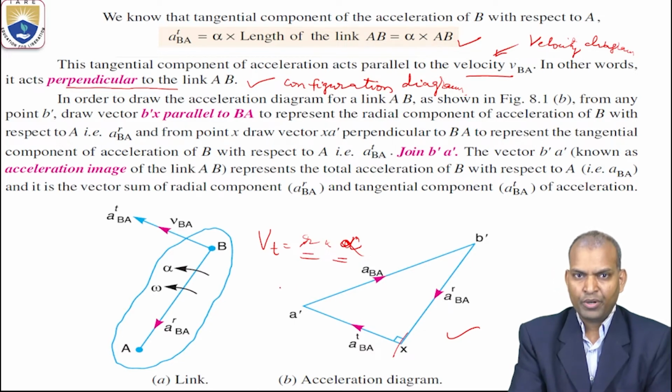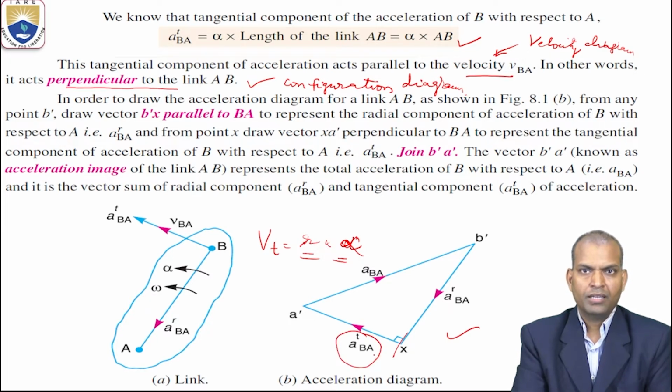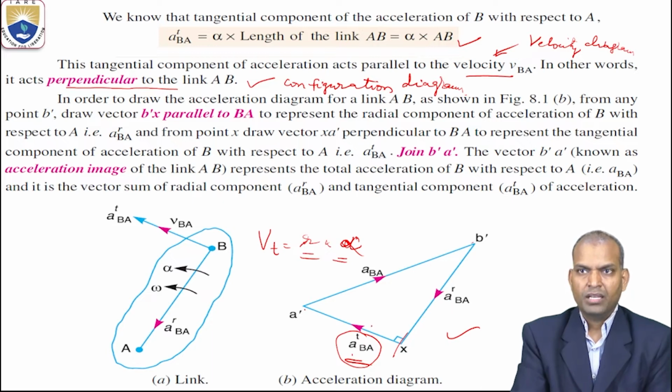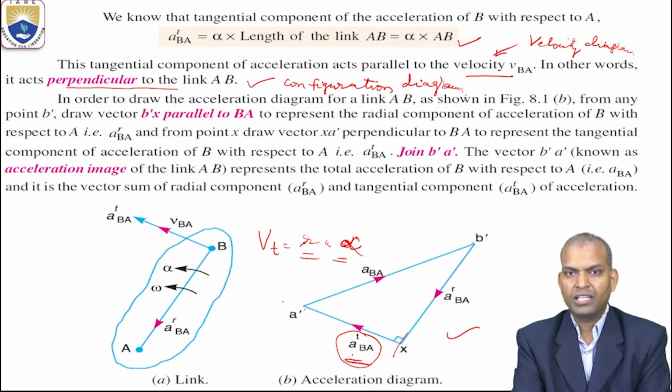Next, there is another component, the tangential component. Draw vector XA dash perpendicular to BA to represent the tangential component of acceleration of B with respect to A, that is ATBA. Now join B dash to A dash. That vector B dash A dash is known as the acceleration image of the link AB.